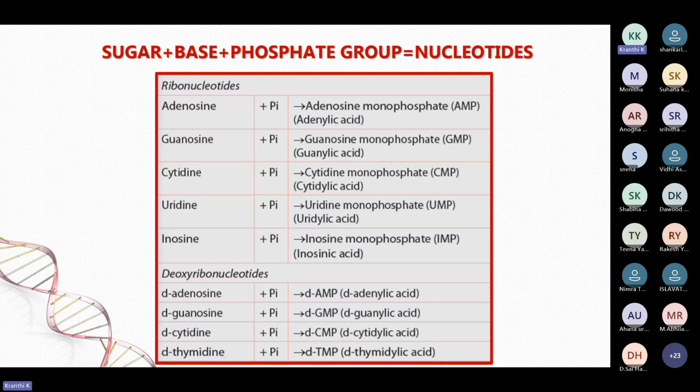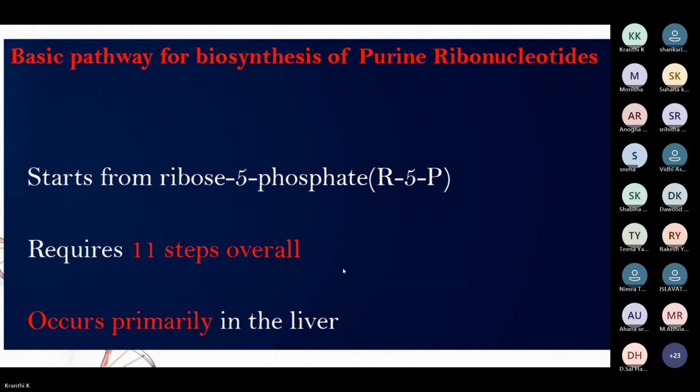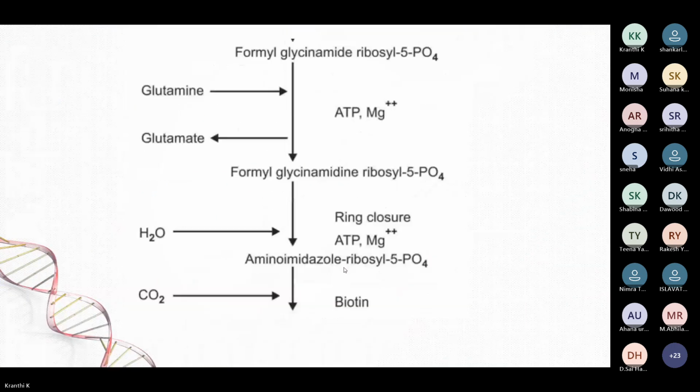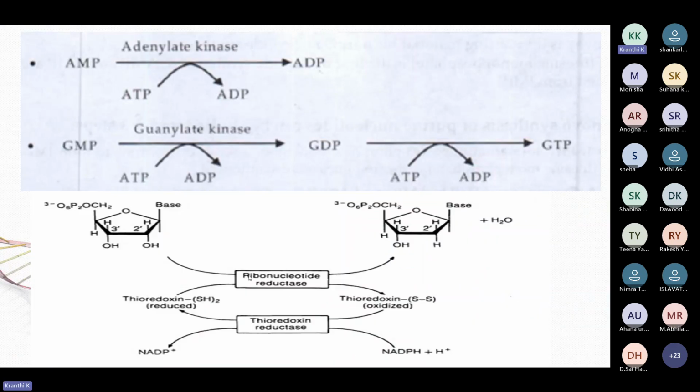So what are the reductase enzymes we are using here to convert the RNA to DNA? Ribonucleotide reductase, then thioredoxin reductase. Yeah, here you can see ribonucleotide reductase and thioredoxin reductase. Clear? So this is about the synthesis of the purines. Purine means adenine, guanine, and AMPs, GMPs, or TPs.